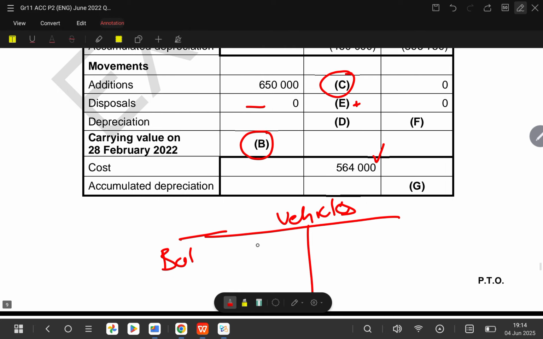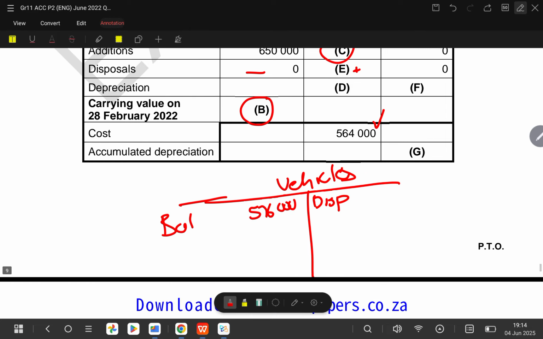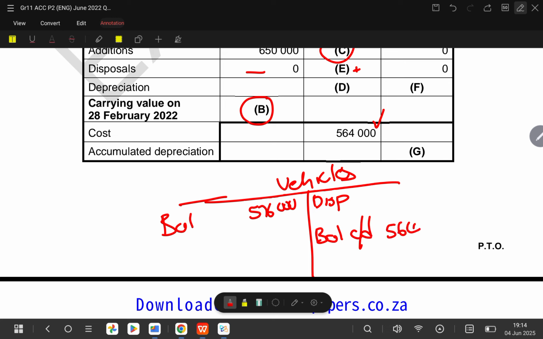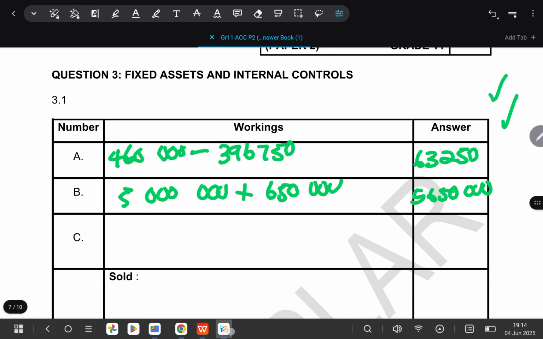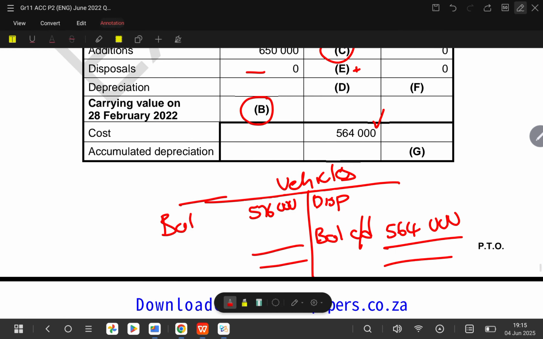So you'd have that 576,000 here, and then you'll have your disposal here, and then you'll also have your balance carried down here. So our balance carried down is 564,000. Okay, so it means we'll have to do it like this. So that 564,000 will come this side, and then you need to check if there's any asset that was disposed in terms of our vehicle.